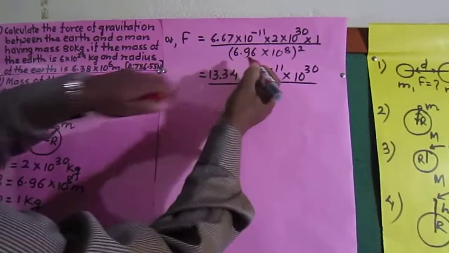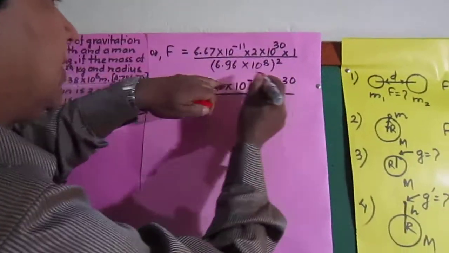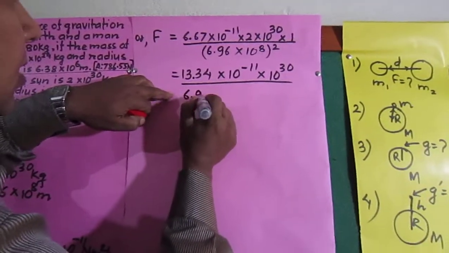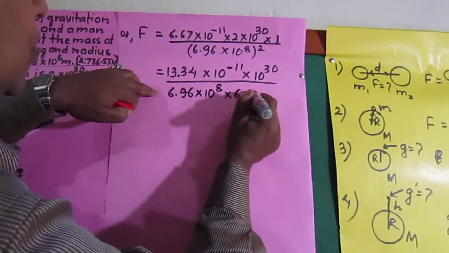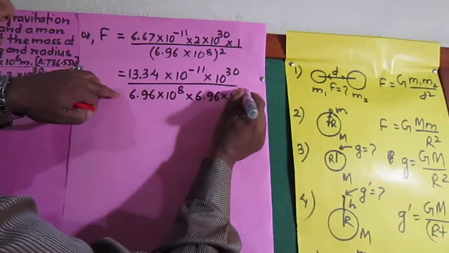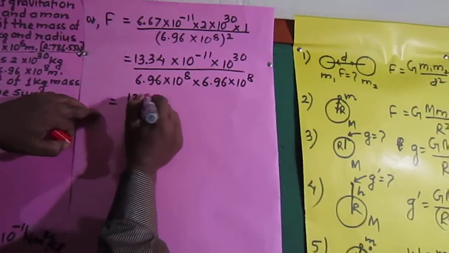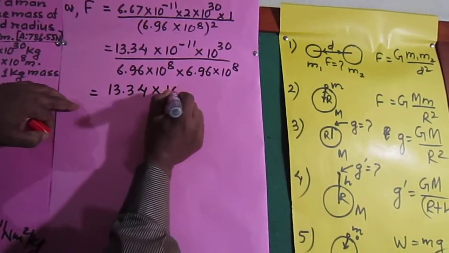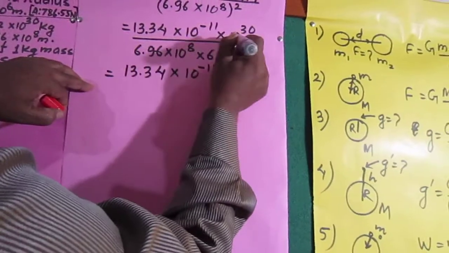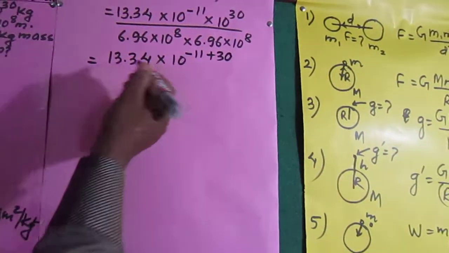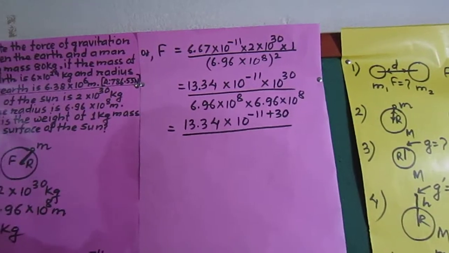Now, in the denominator, 6.96 into 10 to the power 8 whole square, we can write the same twice. That's why 6.96 into 10 to the power 8 multiplied by 6.96 into 10 to the power 8. Now this is equal to 13.34 into 10 to the power minus 11 plus 30. We have the same base, that's why powers can be added or subtracted.